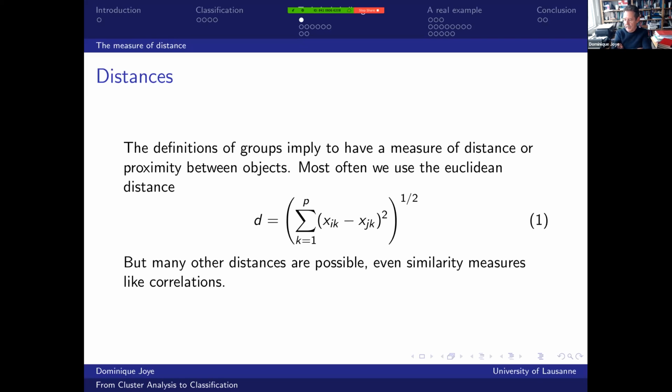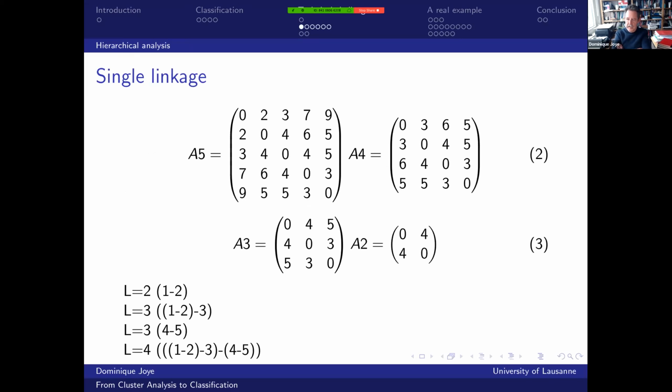Now, if we have a matrix of distance between objects, so in this example, I have 5 objects. And that's my first matrix A5. Of course, I will put together the objects that are closest from each other. In this case, it's easy. The 1 and the 2 object, because they have a distance of 2 between them. Okay?